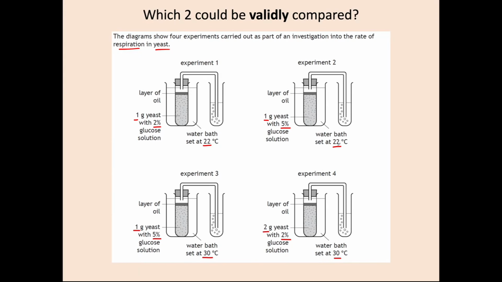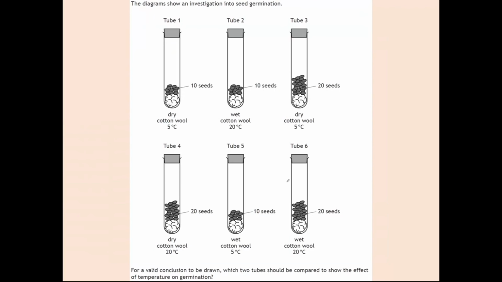3 and 2 could go together because we're only changing one thing, and that's the temperature. 1 and 2 can go together because we're only changing one thing, that's the percentage of glucose solution. But 1 and 3, for example, couldn't go together because we're changing 2 things, the percentage of glucose and the temperature. And 1 and 4 couldn't go together because we're changing 2 things again. The grams of yeast would be different there, as well as the temperature. Okay. So which of those could be validly compared? Well, we can compare 1 and 2 together, or we could compare 2 and 3 together. Okay. All the other ones could not be compared to each other because we're changing more than one thing when we're doing that.